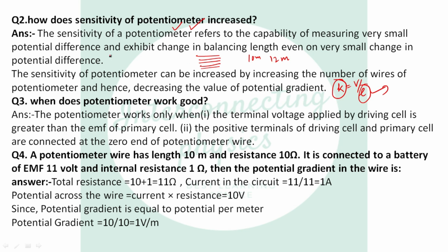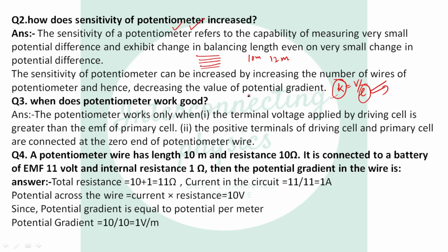Okay, so that means if you are asked in exams how the sensitivity of a potentiometer can be increased, it can be increased by decreasing the potential gradient. How will we decrease the potential gradient? By increasing the number of wires in the potentiometer. So question number 3, when does a potentiometer work well?